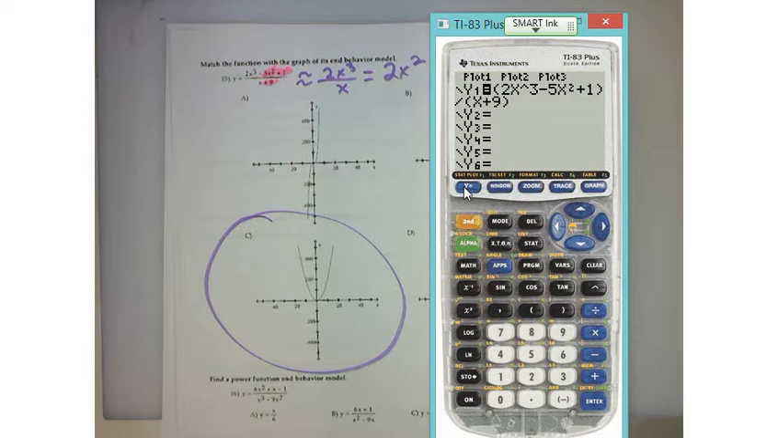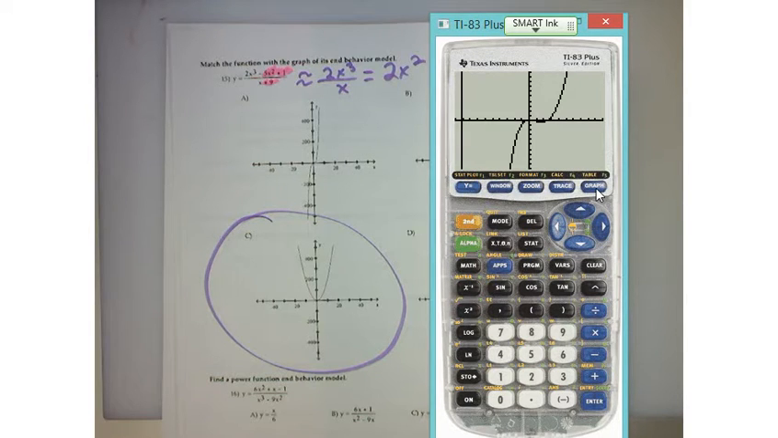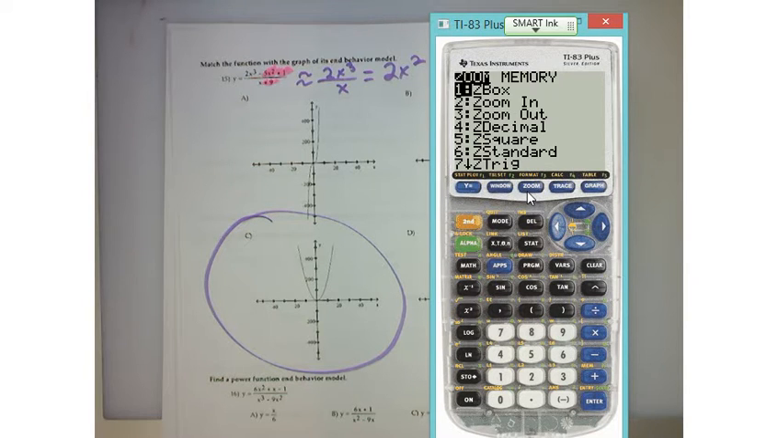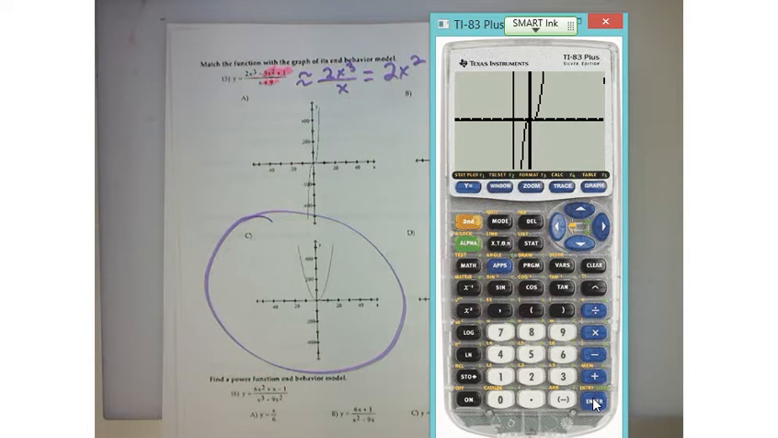Oh, because we're looking at the end behavior. Okay, so they're trying to trick you, okay? Watch this, that's what your graph looks like. And if you look at the graph, you might think A, right? But we need to zoom out. I mean, we really need to zoom out big time. So if I zoom out, what does the end behavior look like?